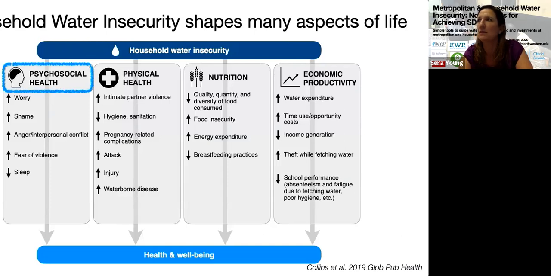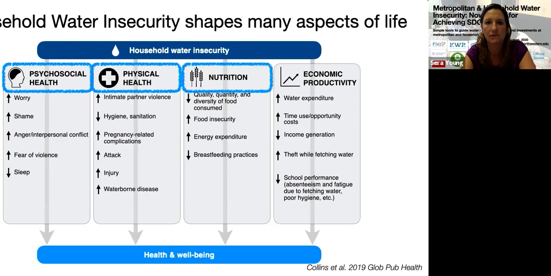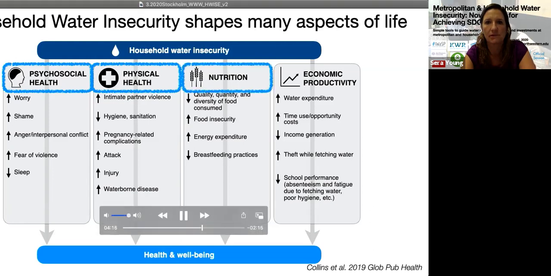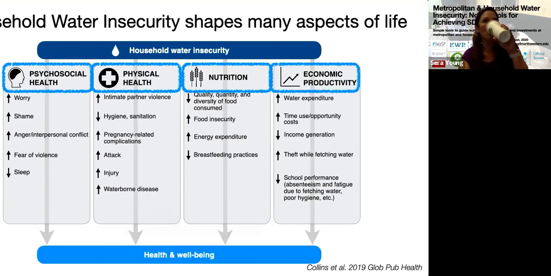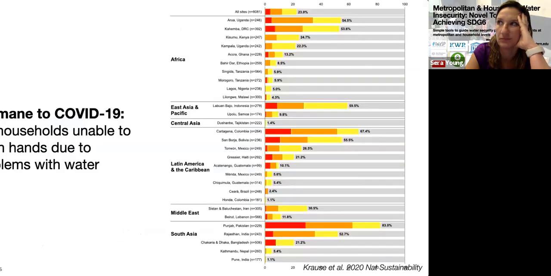The depression and stress associated with water insecurity is, I can only say, shocking. You'll hear more about physical health from the Oxfam presentation that's coming up next. The relationship between food and water insecurity is really striking. In fact, we have some of the first longitudinal data showing water insecurity predicts subsequent food insecurity. And of course, the impacts on economic productivity between water costs and time and opportunity costs is indubitable.